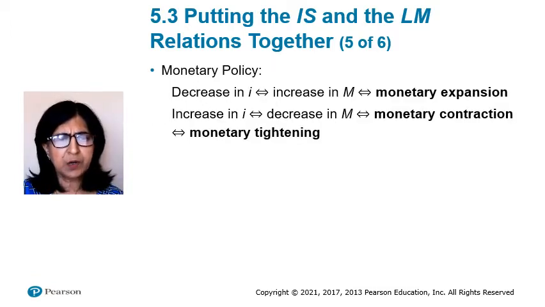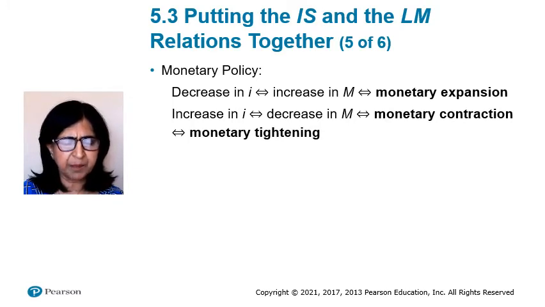Now we turn to monetary policy. Suppose the central bank decreases the interest rate. Recall that to do so, it increases the money supply. Such a change in monetary policy is called a monetary expansion. Conversely, an increase in the interest rate, which is achieved through a decrease in the money supply, is called a monetary contraction or monetary tightening.